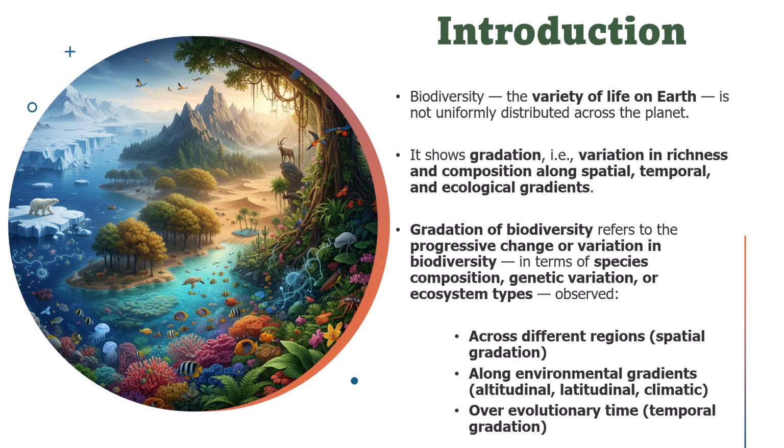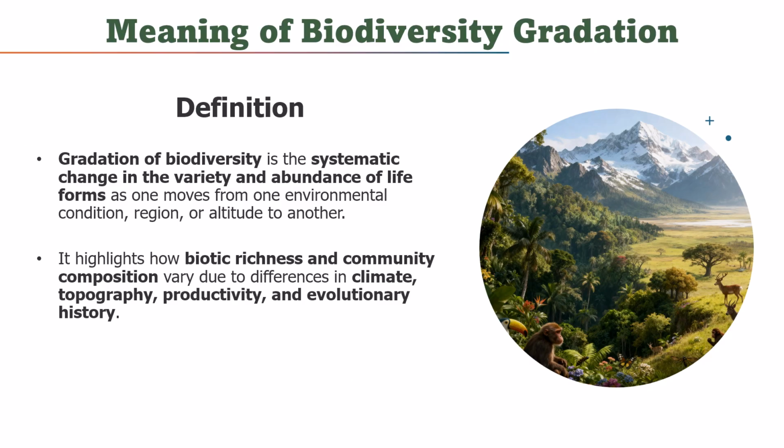Environmental gradients such as altitude, latitude, and temperature further influence the composition and abundance of species. Over evolutionary time, biodiversity has also undergone dynamic transformations shaped by spatial adaptation and extinction processes that together define the planet's living fabric. The gradation of biodiversity refers to systematic variation in the richness, abundance, and composition of living organisms observed across different environmental conditions or geographic regions.